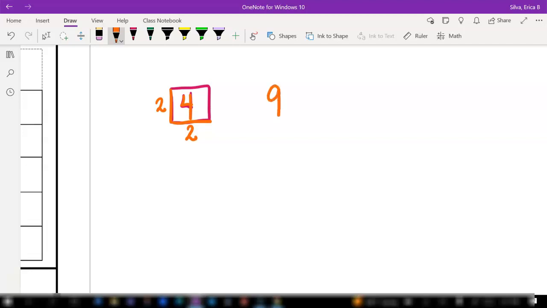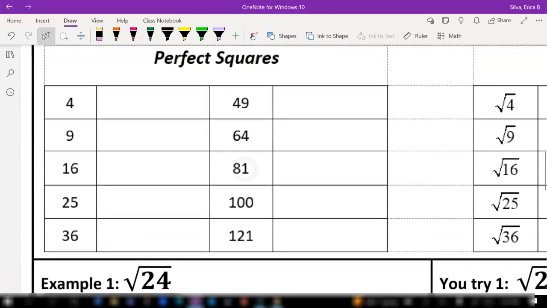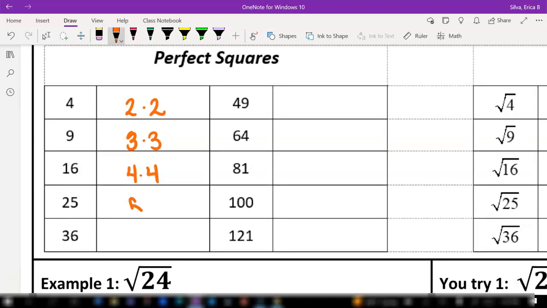And then for the next one, if we had 9, what would the side lengths have to be? Well, they would have to be 3. So 9 is a perfect square. If we look at, let's say, 11, 11 is not a perfect square because no two whole numbers will give us 11 as a square. So if my perfect square is 4, then our side lengths would be 2 times 2. 9 would have a side length of 3 times 3. 16 would be 4 times 4. 5 times 5, 6 times 6.